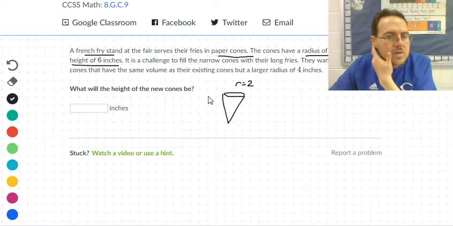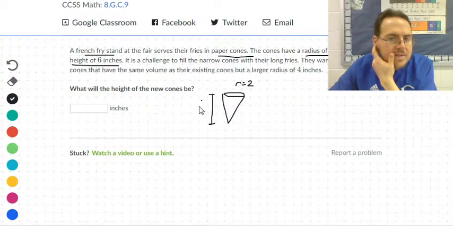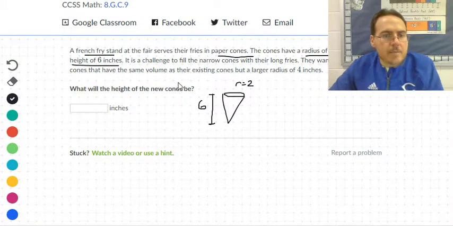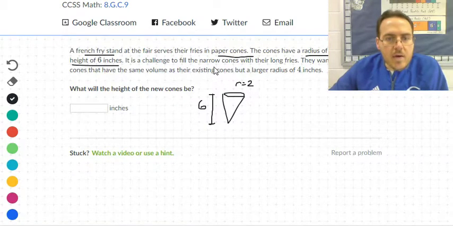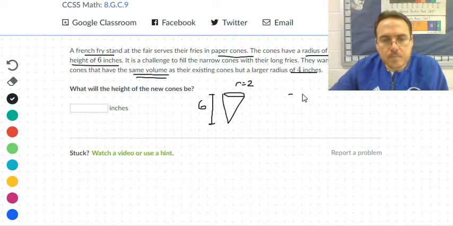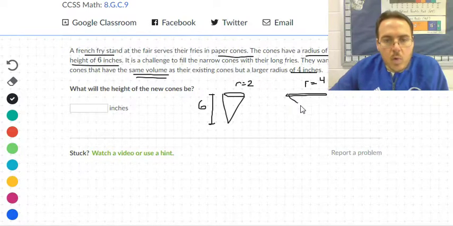Radius is 2 inches. The height is 6 inches. Okay. It is a challenge to fit the narrow cones with their long fries. They want to use new cones that have the same volume as their existing cones, but have a larger radius of 4 inches. Okay. So the new radius is going to be 4 inches. We just don't know what the height's going to be.